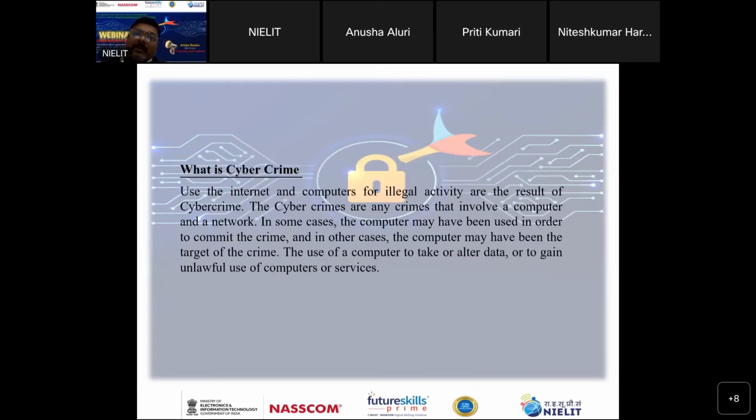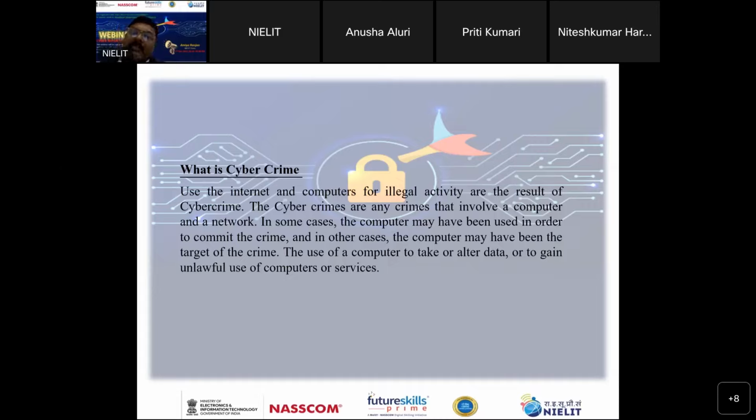Next is cybercrime. As we know, nowadays everyone is addicted to the cyber world, by any means. Someone is addicted to gaming, someone to chatting, someone to watching movies, someone to social media. So, by any means, everyone is addicted to the cyber world. Once we are addicted, cyber criminals also use this behavior to attack us.